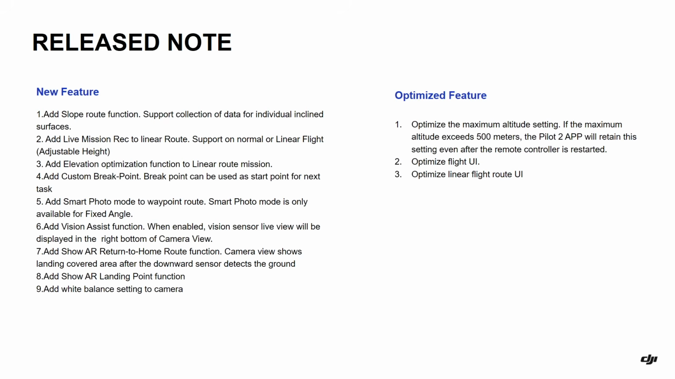Adding in smart photo mode for waypoint route for those low light conditions. Vision assist function, tapping into those vision cameras, is another one that I'm really excited about for overall enhanced flight safety. And then adding a white balance setting, that's great for mapping and geospatial, and then showing the AR landing point function. So just more AR in the Pilot 2 app.